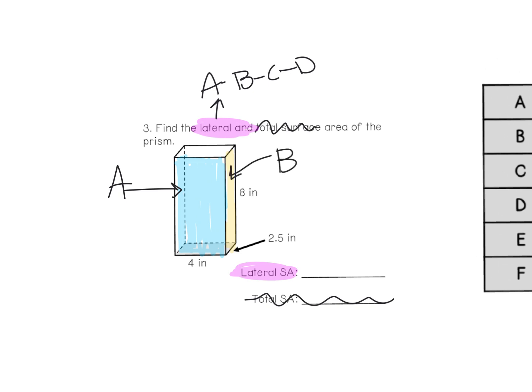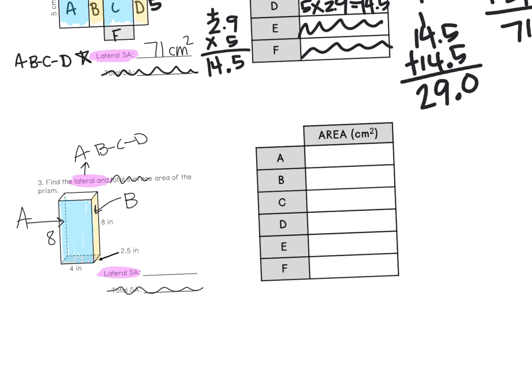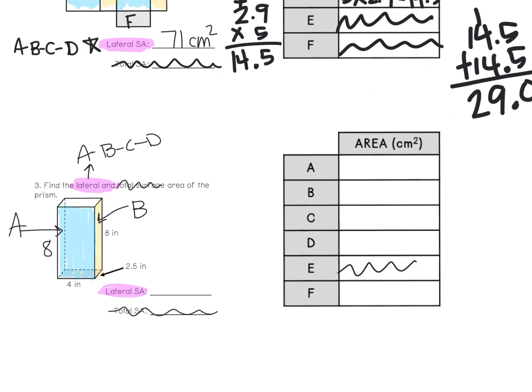Now I just need to get those measurements and put them in the chart. So A, this long line going up and down, it doesn't have a number, but it matches with this long line going up and down. So I'm going to place an 8 on the side of that one. Now I know my measurements for rectangle A. I need to multiply 8 and 4 together. I'm going to come to my chart. Remember, we don't need those two bases, so E and F don't count. A is 8 times 4, which is 32.